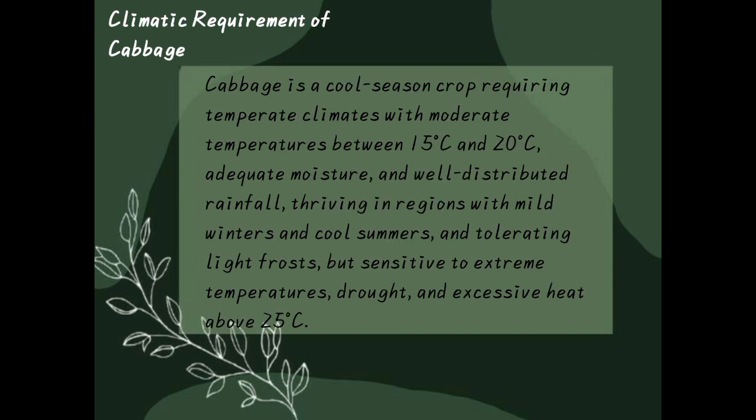Climatic requirements of cabbage. Cabbage is a cool season crop requiring temperate climates with moderate temperatures between 5 degrees Celsius and 20 degrees Celsius, adequate moisture and well-distributed rainfall, thriving in regions with mild winters and cool summers, and tolerating light frost but sensitive to extreme temperatures, drought, and excessive heat above 25 degrees Celsius.